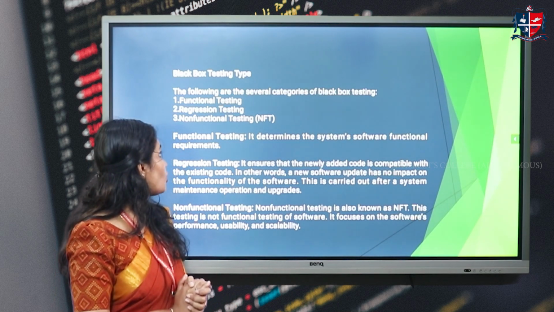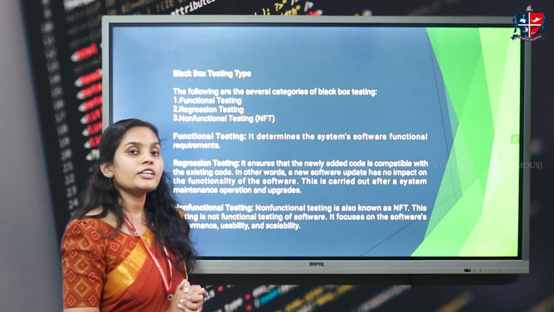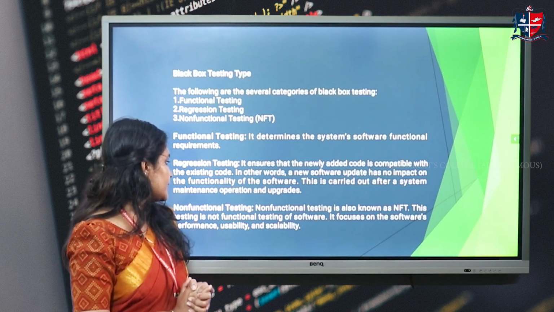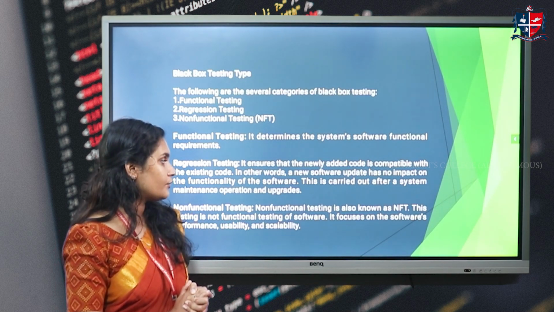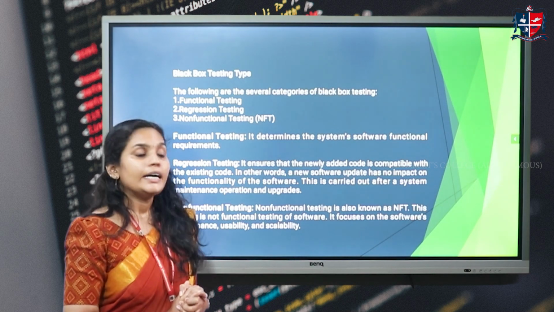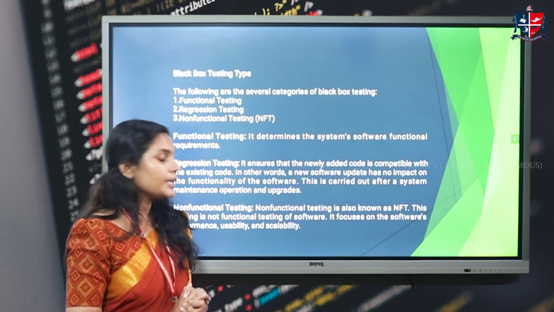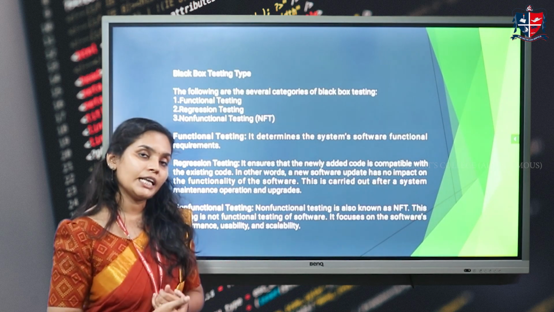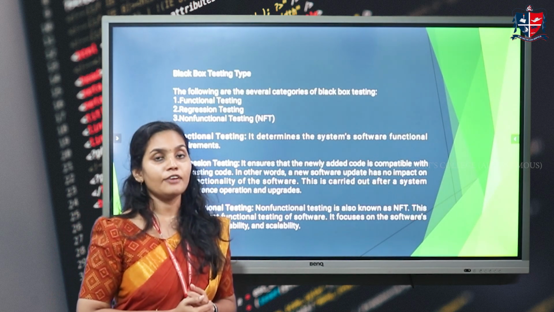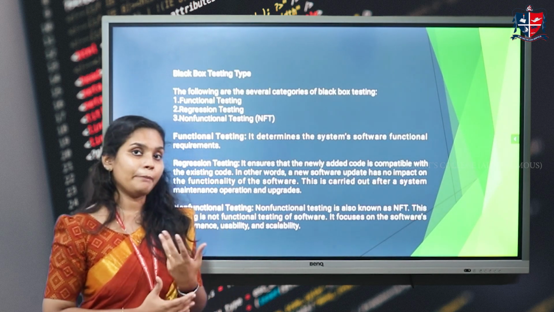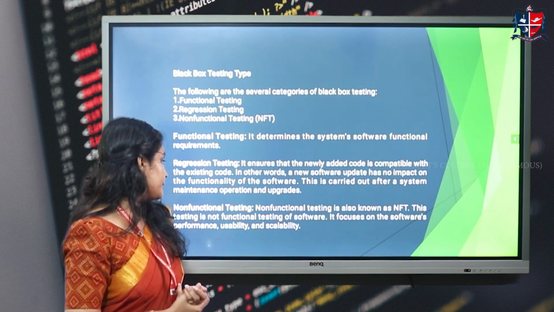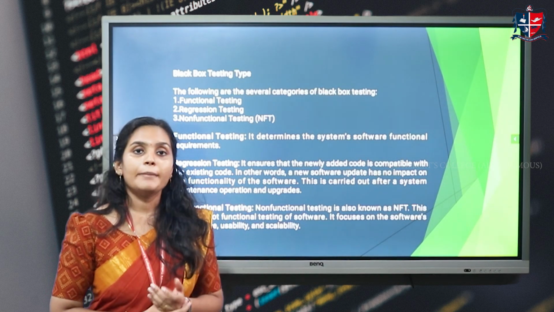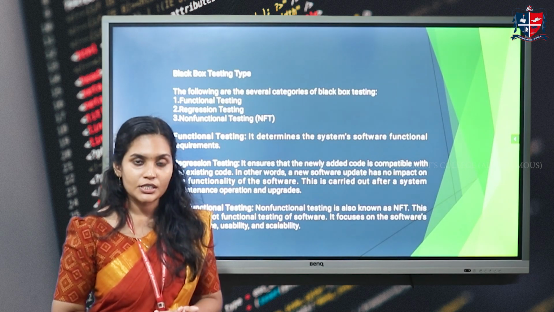And next one is non-functional testing. Non-functional testing is also called NFT. This is non-functional testing of software. It focuses on the software's performance, usability and scalability. Non-functional testing is basically known as NFT. It is mainly focused on the usability, performance and scalability of that particular software. So these are the main ideas behind black box testing.